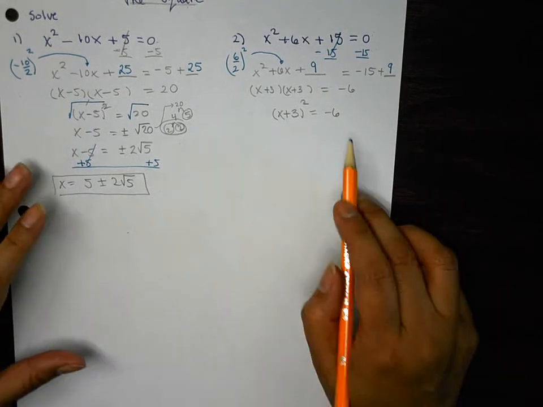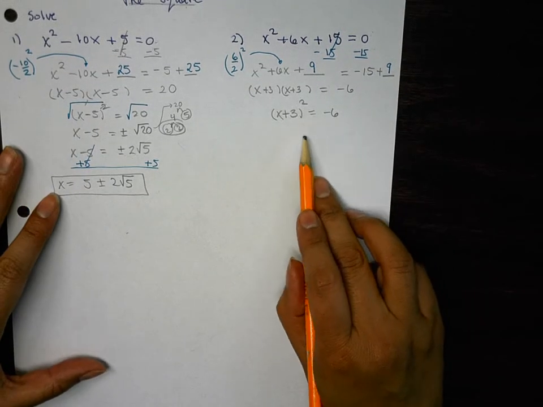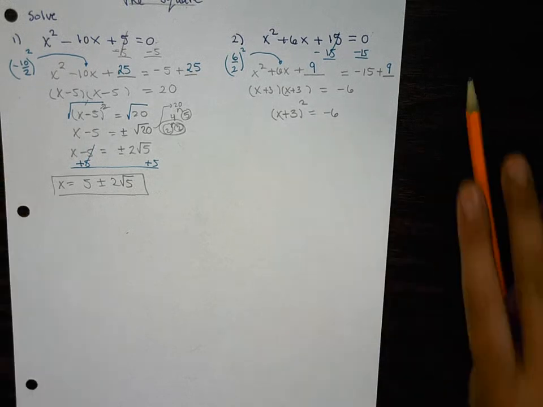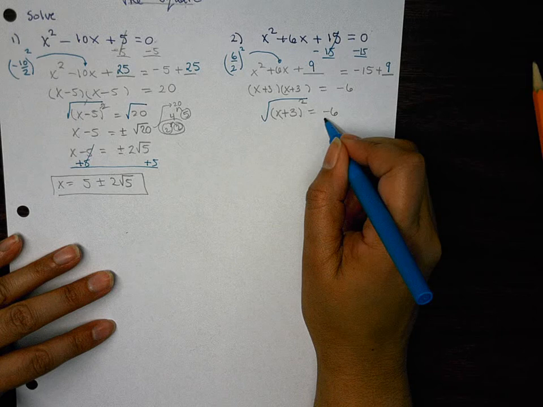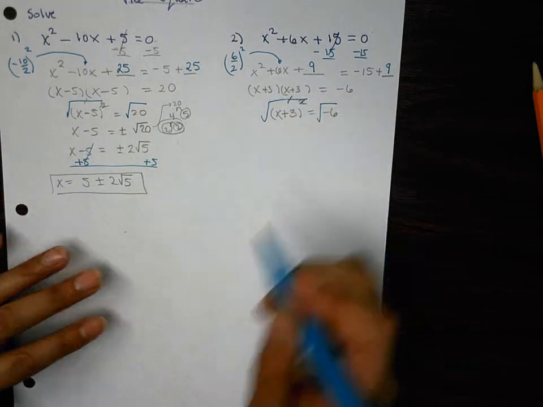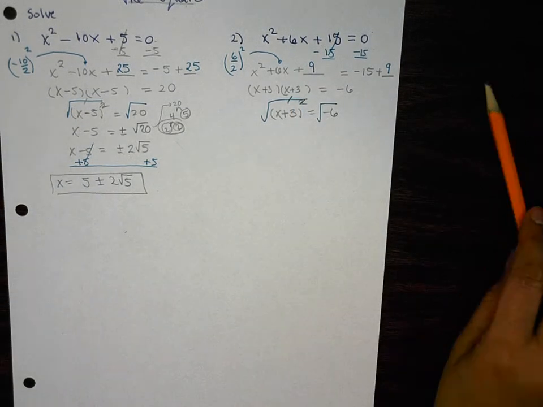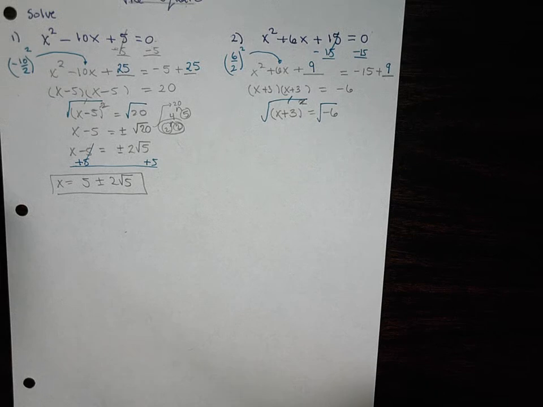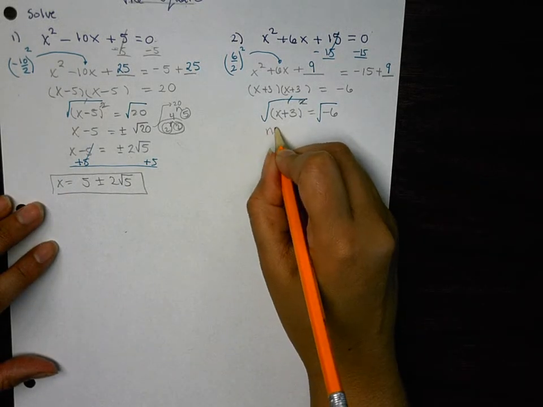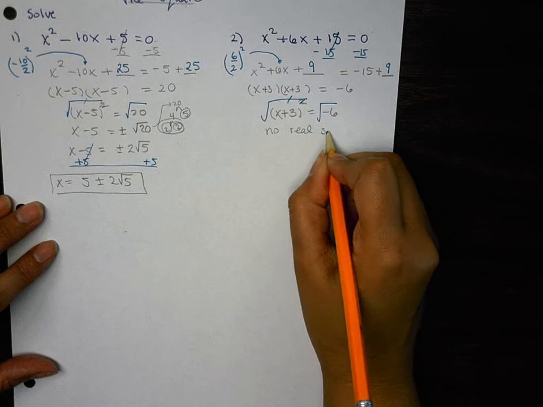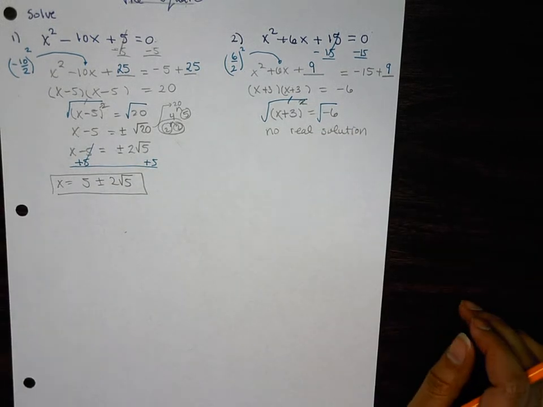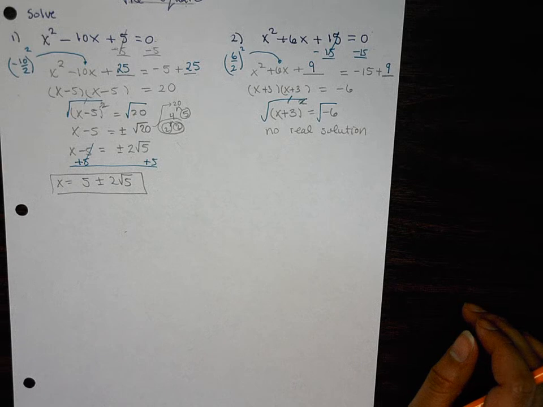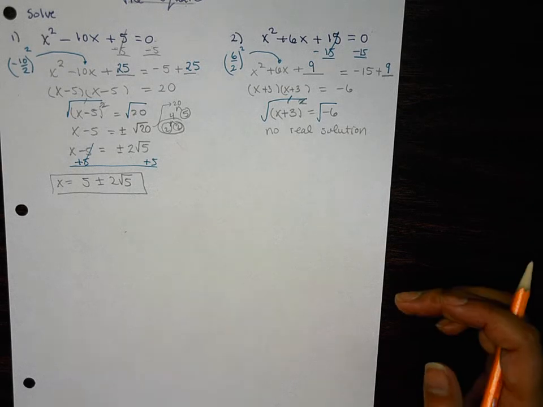Okay. Now, I'm not writing it in vertex form. I'm solving. If I'm solving, do I move the negative 6 over or leave it where it's at and square root both sides? Square root, they undo each other. And what problem have I run into? Can we square root a negative? Not yet, so this means no real solution. No real solution.